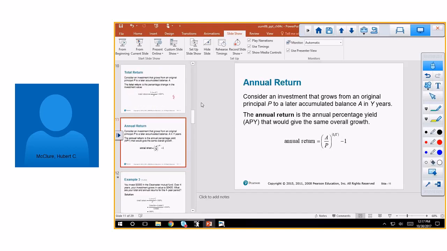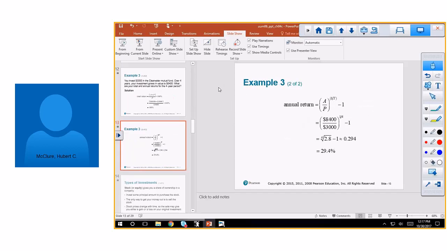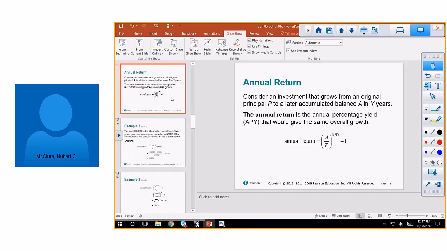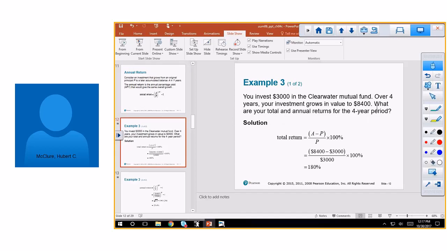Annual return. That'll be on your homework questions, but I won't test you on that. So A over P to the 1 over T. In other words, what did you end up getting, divided by your principal, and then raise it to the 1 divided by T, and then minus 1. That's your annual return. I'm not going to test you on that. They give you an example here. There it is right there. So it'd be 180% return.